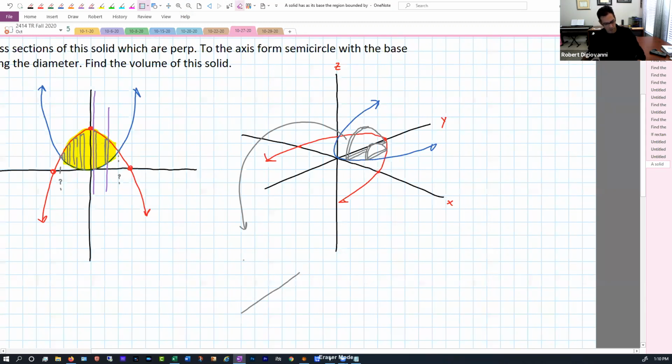Not a great picture. I've been doing this forever and it's still somewhat challenging to draw this. Okay, so there's one of my slices. I want to know if we can come up with a formula for the volume of one of them. And then all we have to do is use the integral to add them up.